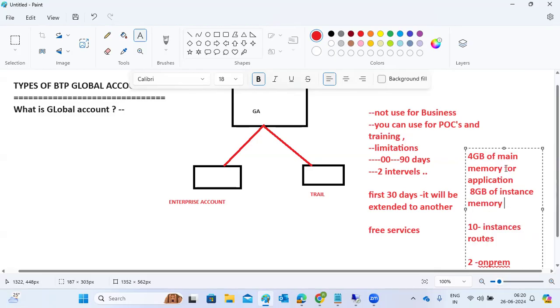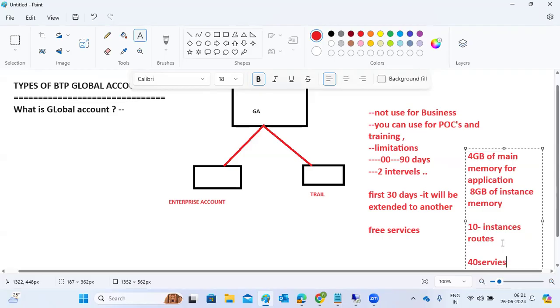10 service routes you will get. Then 40 free services you will get. A total of 40 services are available here, 40 services for the trial accounts. These are the limitations, as I mentioned here.